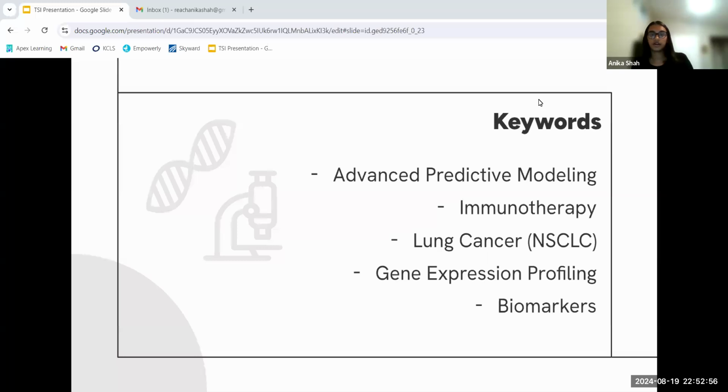And then gene expression profiling, which is a method used to measure the activity of thousands of genes at once to create a global picture of a cellular function. And finally, biomarkers, which are biological molecules found in bodily fluids or tissues that indicate the body's condition. Biomarkers are often used to determine how well the body responds to a particular therapy. So these keywords will guide us through the objectives and findings of our research.